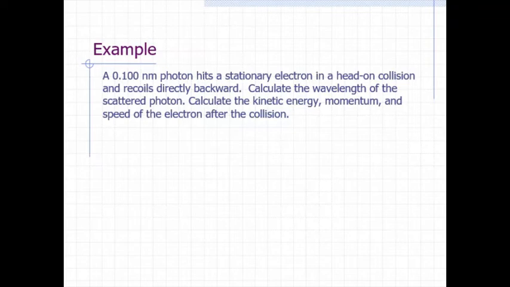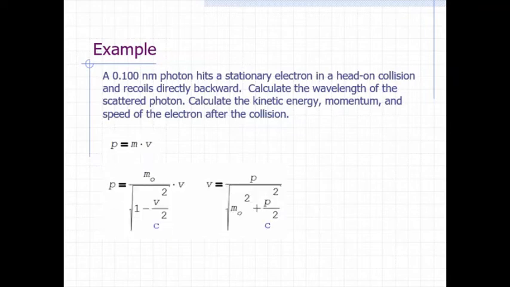Finally, let's calculate the speed. Momentum is defined as mass times velocity. So if we know the momentum and mass, calculation of the speed v should be straightforward. In general, we need to write our mass m as the rest mass m naught divided by the square root of 1 minus v squared over c squared. The calculation for v is not as straightforward as simply dividing the momentum by the mass, since v also appears in the expression for mass.